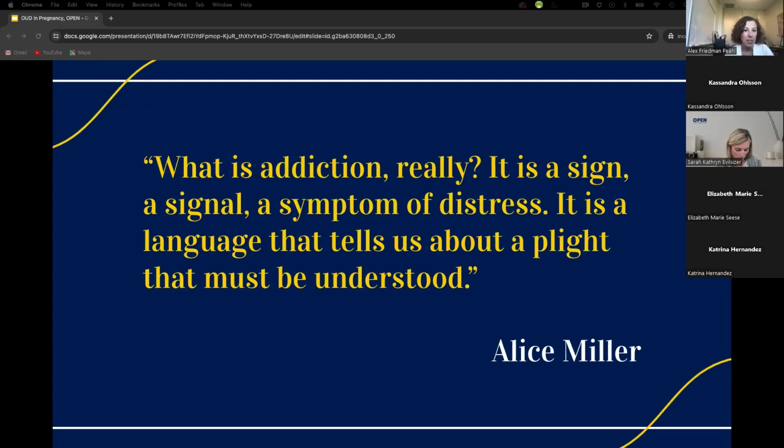I think this quote from Alice Miller really sums it up. What is addiction really? It's a sign, a signal, a symptom of distress. It's a language that tells us about a plight that must be understood. And through comprehensively caring for both the medical piece, but also the mental health and social support, we can really start to overcome the patient's challenges.